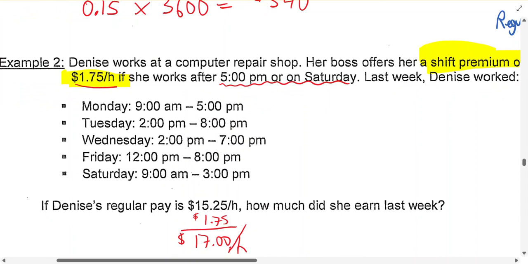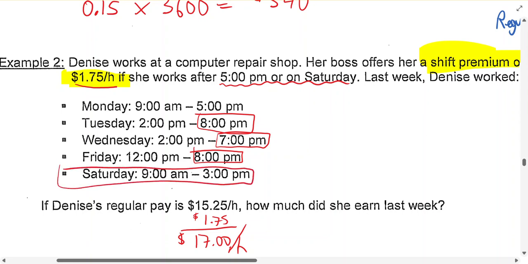So she'll get her shift premium on this day because she works a few hours after 5. Here she works a few hours after 5. And here she gets it all day on Saturday because Saturday is shift premium day.